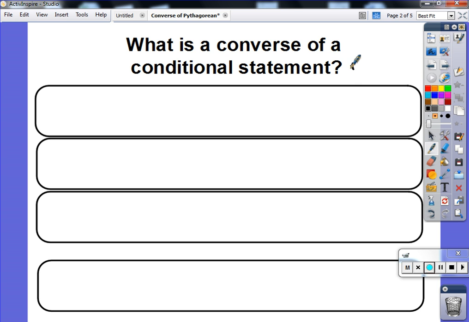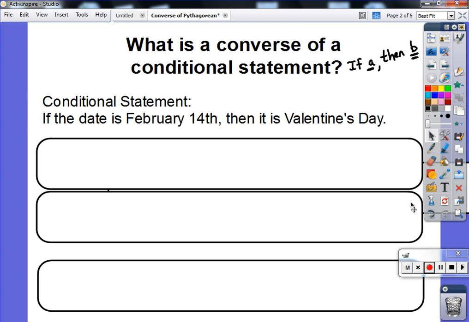And a lot of the time you'll see people just use a letter, and this letter A just represents some declarative statement. If A, then B. That letter represents some other declarative statement. For example, that's a conditional statement. If the date is February 14th, then it is Valentine's Day.